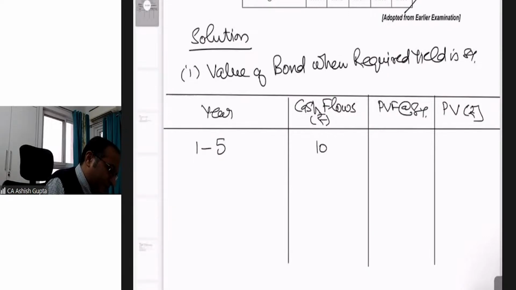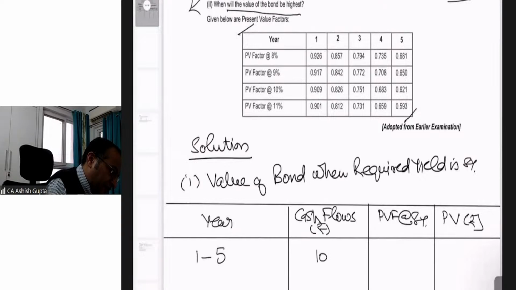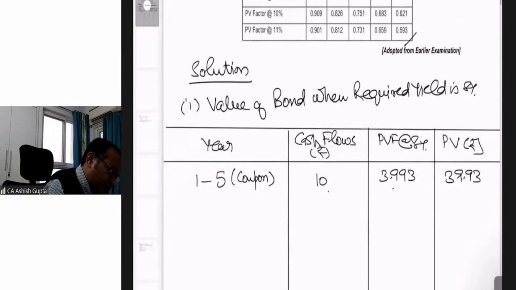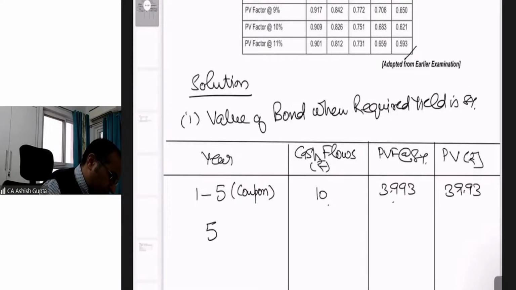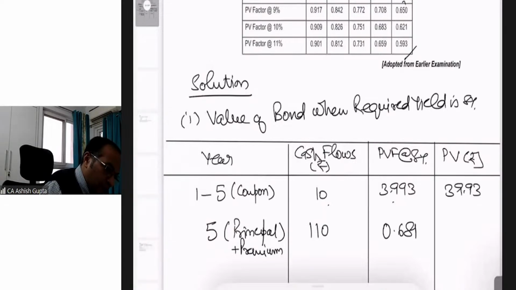Now the present value factor has been given to you in the table. Accordingly, if I sum up all these factors, 1, 2, 3, 4, 5, the value comes to 3.93993. So I use this factor because it is my coupon payment, and I multiply with this. This is the present value of the interest portion that I will receive from this bond. Then there is the principal plus premium. Here the present value factor is 0.681. Accordingly, the value comes.